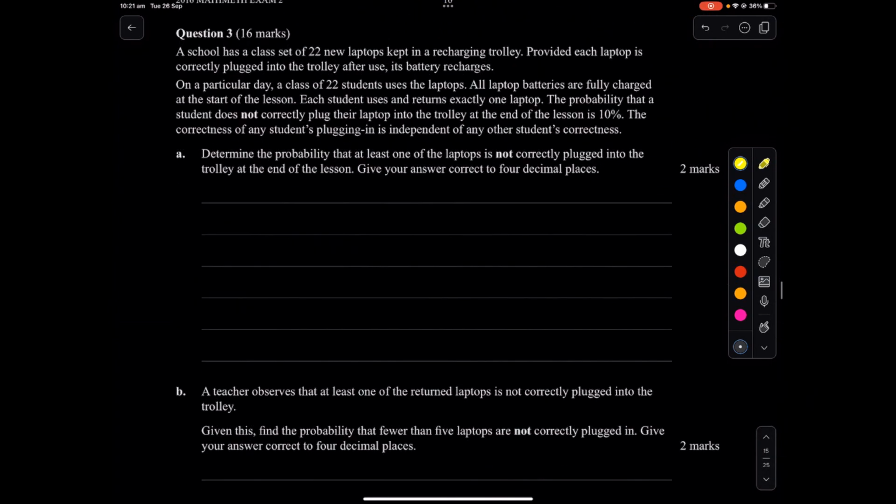Perfect. Question 3. A school has a class of 22 new laptops kept in a rechargeable trolley. Provided each laptop is correctly plugged into the trolley after use, its battery recharges. On a particular day, a class of 22 students uses the laptops. All laptop batteries are fully charged. At the start of the lesson, each student uses and returns exactly one laptop. The probability that a student does not correctly plug their laptop into the trolley at the end of the lesson is 0.1%. The correctness of any student's plugging in is independent of any other student's correctness. So we're using binomial because it's independent.